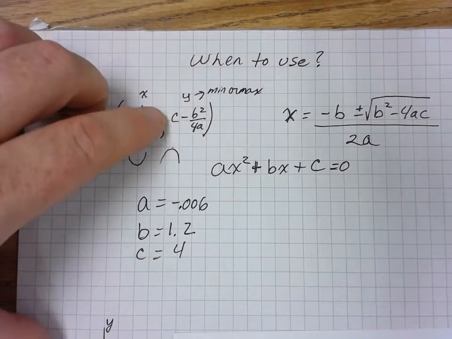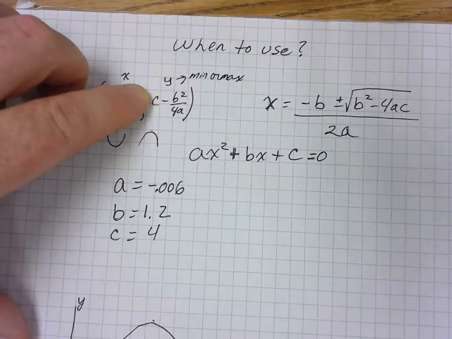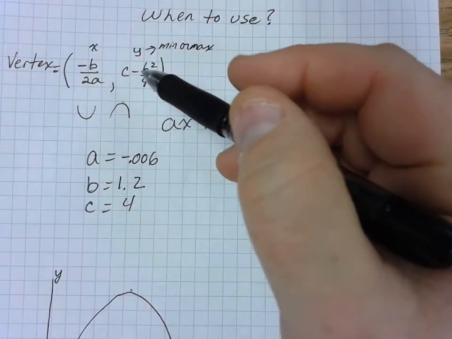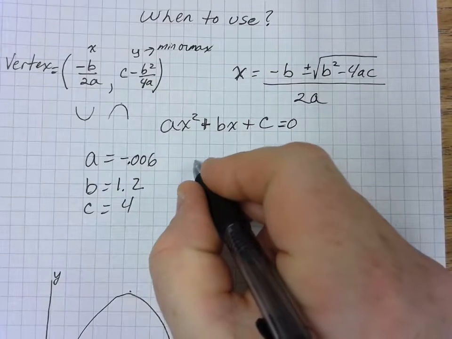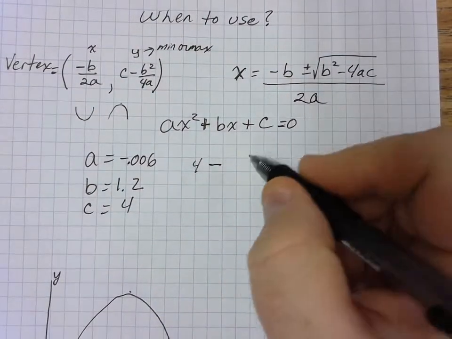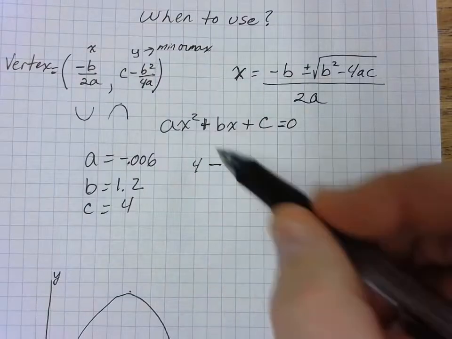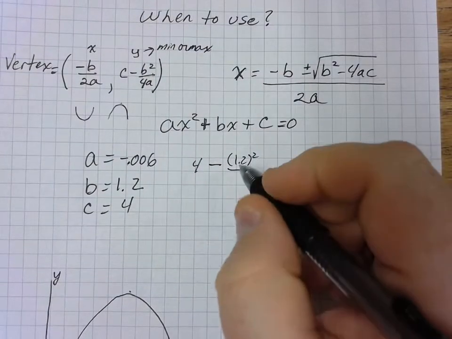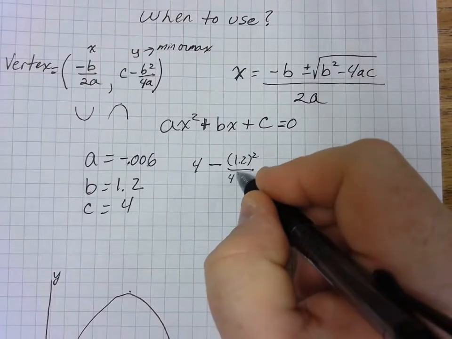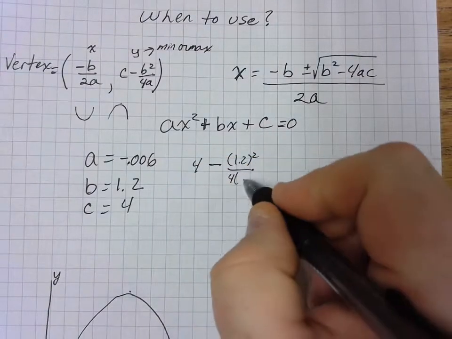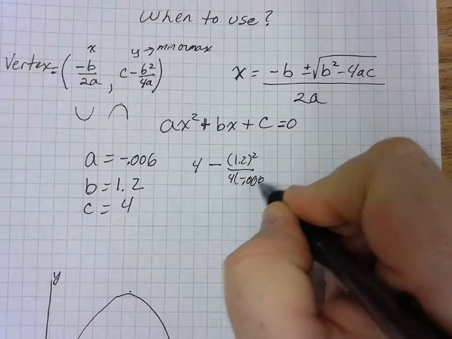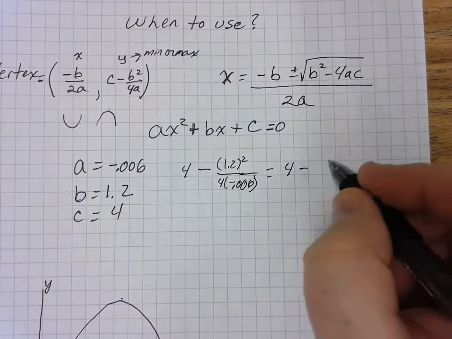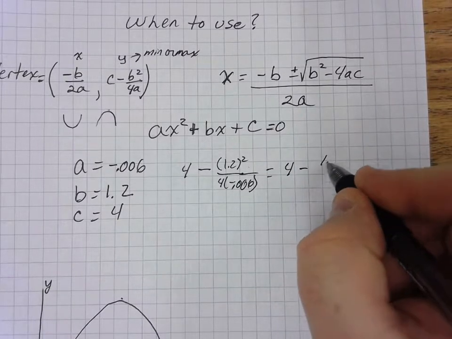So I want to know the maximum height, which is the y-coordinate. So I'm just going to use that calculation right there. And that calculation says to take C, which is 4, and subtract from it B squared, which is 1.2 squared, and divide that by 4 times A. So 4 times, and the A is negative 0.006.